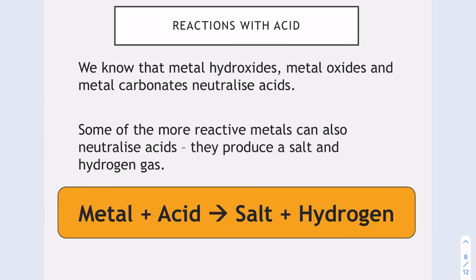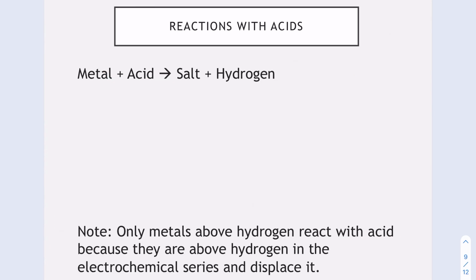And finally, we're going to have a look at reactions with acid. Now if you go back to unit 1, we know that metal hydroxides, metal oxides and metal carbonates all neutralise acids because these are all bases. So some of the most reactive metals can also neutralise an acid. They produce a salt and a hydrogen gas. If we take our general equation here, metal plus acid gives you salt plus hydrogen.